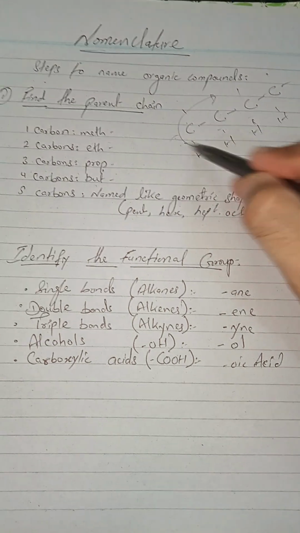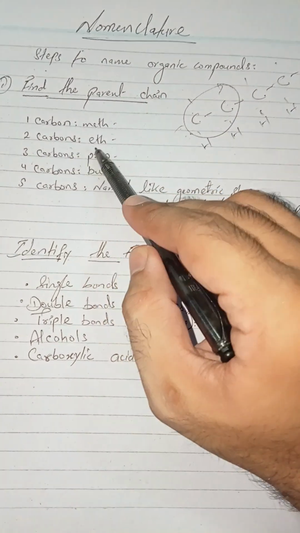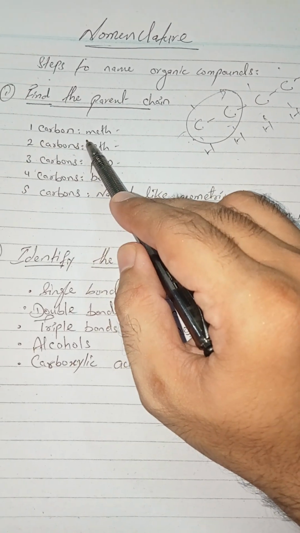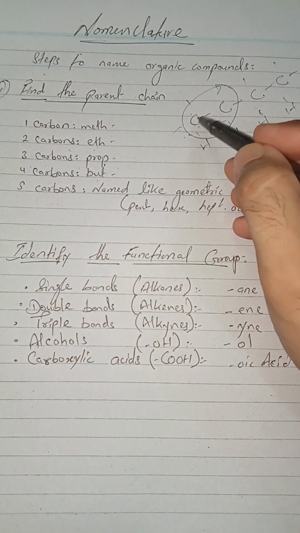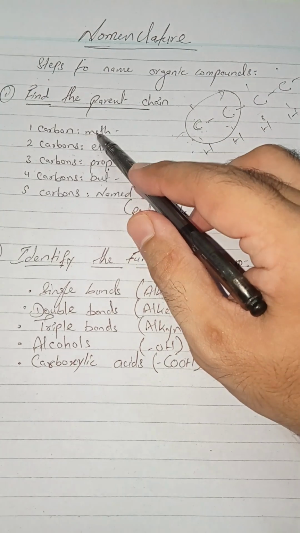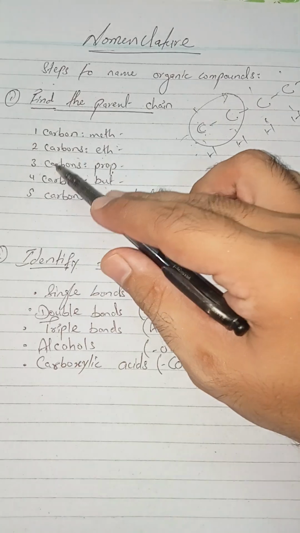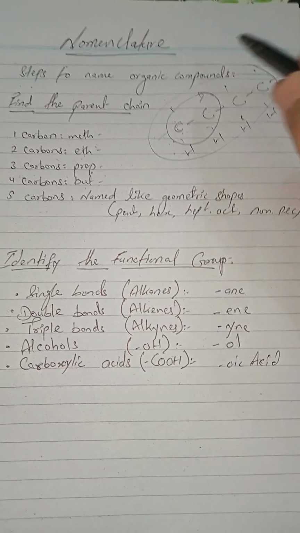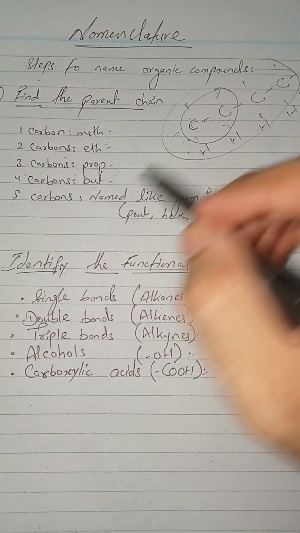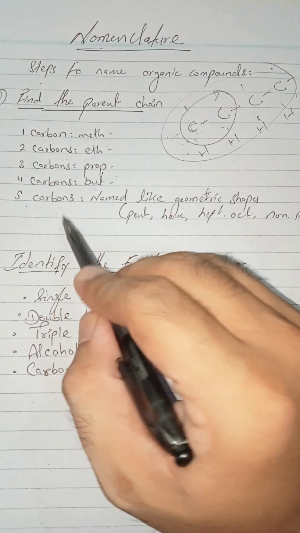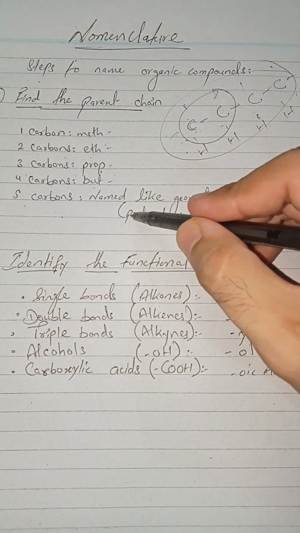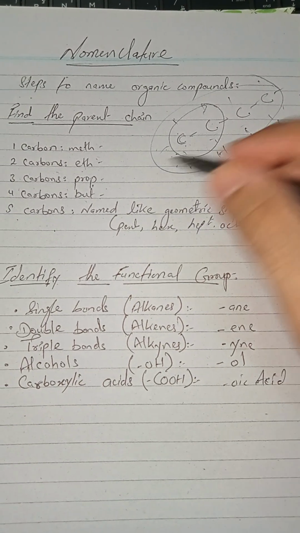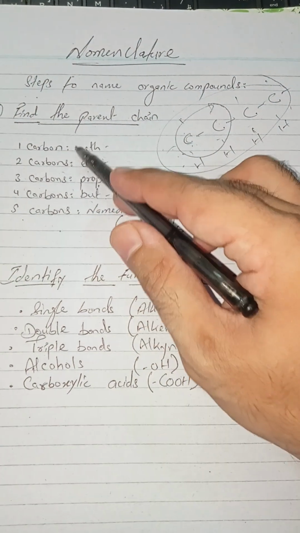If we have only two carbons, what do we call it? Ethane. The first one is methane. If you have only one carbon, one carbon with four hydrogens, we call it methane. Two carbons ethane, three carbons propane, four carbons butane. For example, this has four carbons, so we call it butane. If we have five carbons, we use the geometric shapes names like pentane, hexane, heptane, octane, nonane, and decane. So up to ten you have to remember these names.